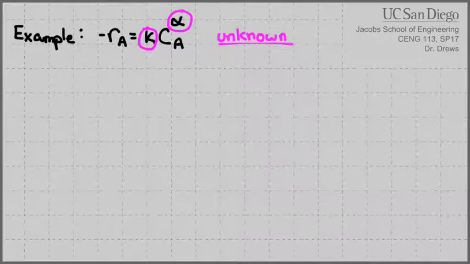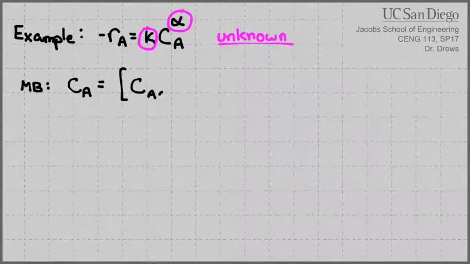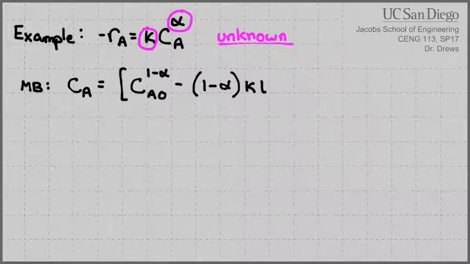If you integrate the material balance for this, you get the following expression for Ca. Ca naught raised to the 1 minus alpha, minus a parentheses with 1 minus alpha inside it times kt, and then everything inside that bracket raised to the power of 1 over 1 minus alpha.